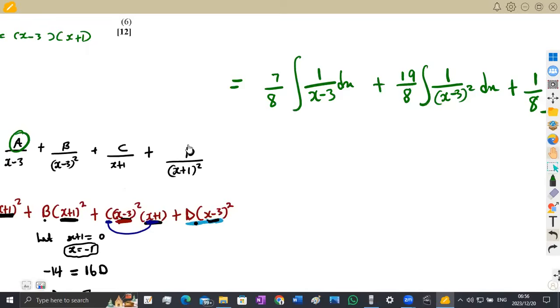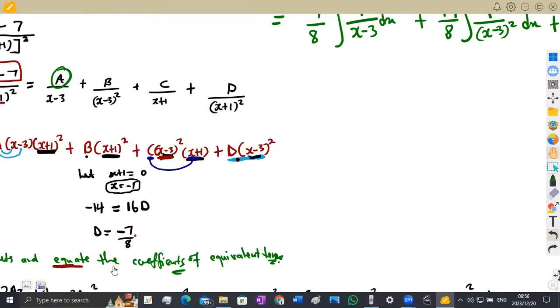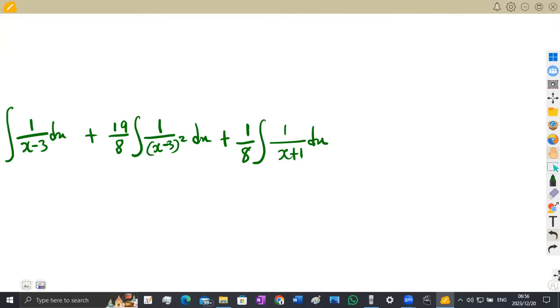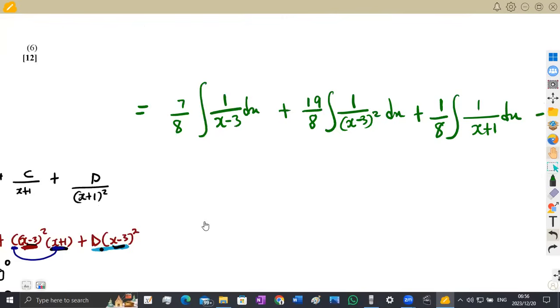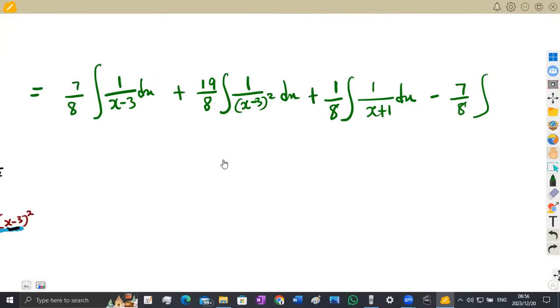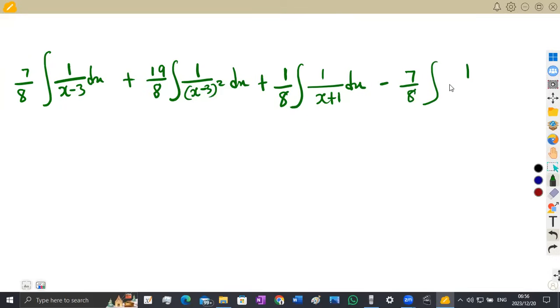Then we move on to the last one, which is D. In this case, D was negative 7 over 8. The sign is supposed to be involved there: negative 7 over 8, the integral of D over x plus 1 squared. If we remove this D out, you remain with 1, so it will be 1 over x plus 1 squared, with respect to x.